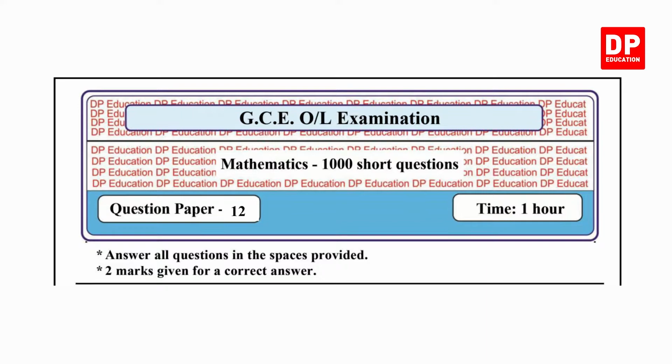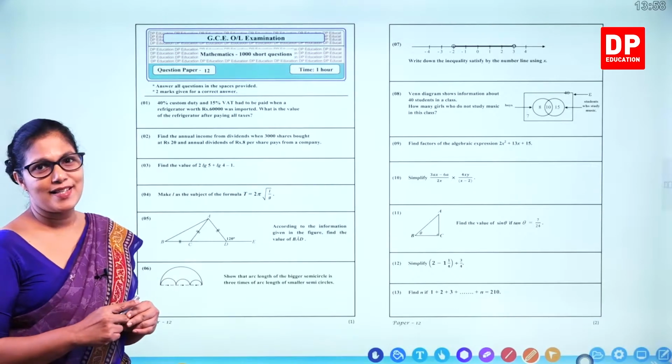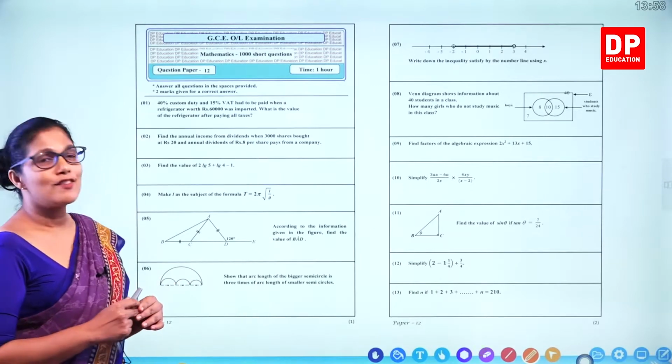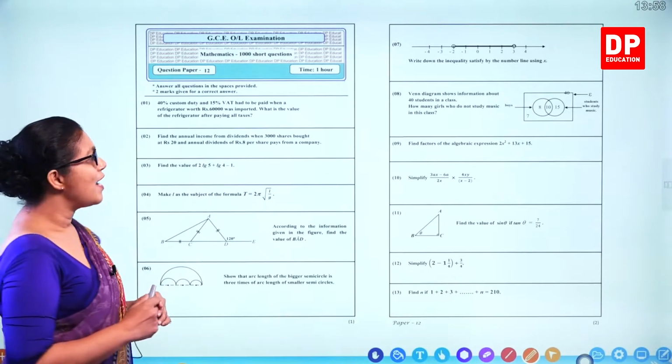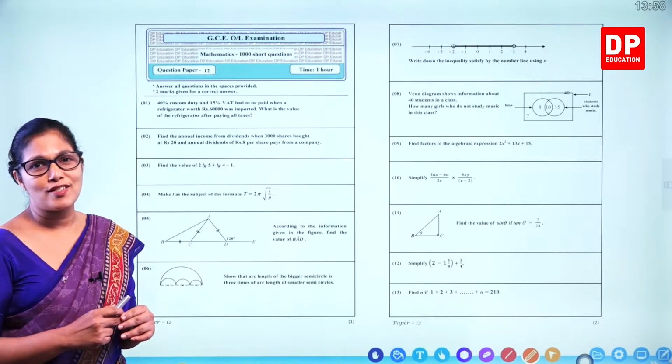This is question paper 12. So we covered 11 papers. Now this is the 12th one. So this is also a 1 hour paper and you get 25 questions, short questions.